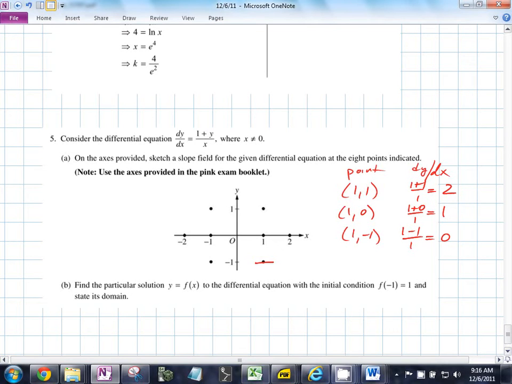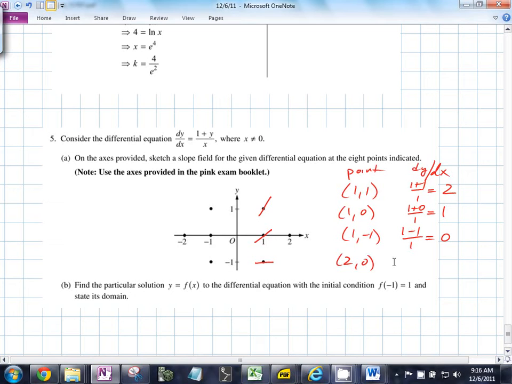So you do a slope of 1. What about at 1, 1? It's a slope of 2. So you have to do those other points. What about at the point 2, 0? 1 plus 0 over 2 is 1/2. So that's 1/2, so it's a little less steep like that, right? What about the other side here? So let's do the points. Let's just do all of them.